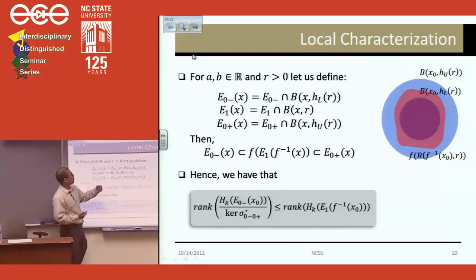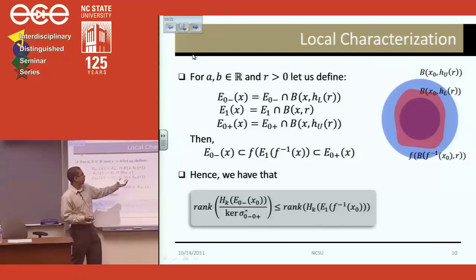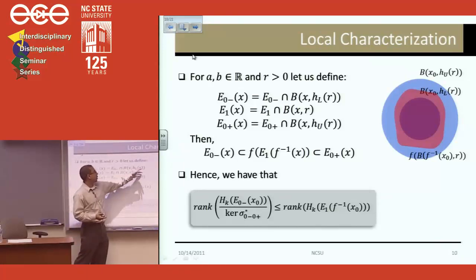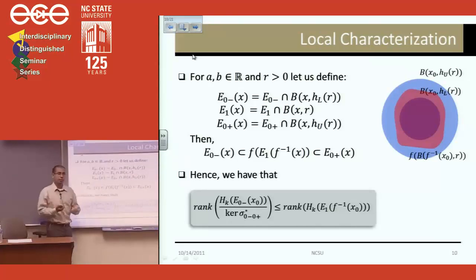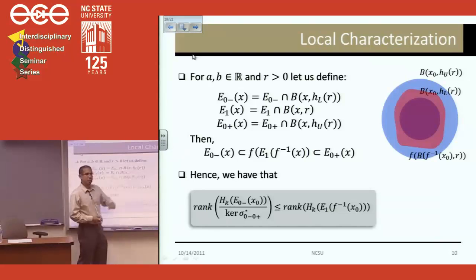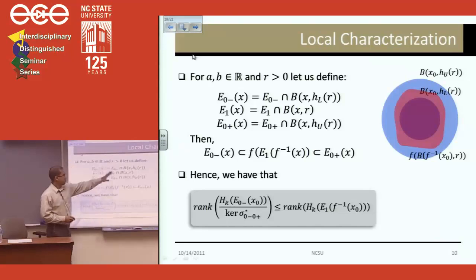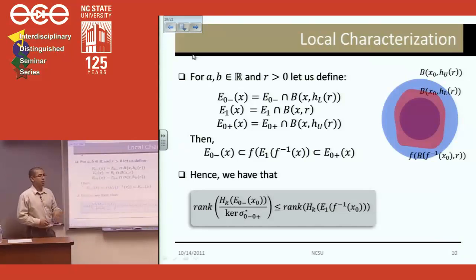Essentially, instead of considering balls of radius HL of R, or HU of R, you need to add an extra term here, which accounts for how far away points are with respect to each other. I'm not going to go into much detail, but if you're interested, I can point you to the paper where we make those derivations. But there's a slight modification that will take into account the fact that we don't want to check everywhere, but we only want to check on a subset of them. Right? OK, so we have that particular result.